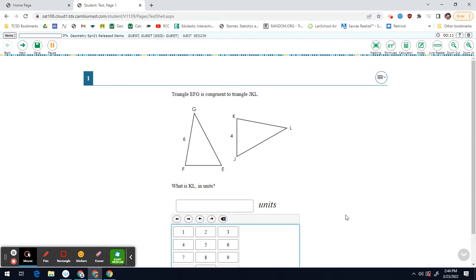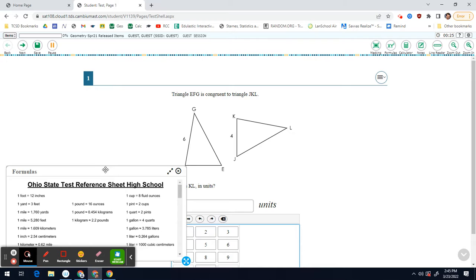Okay, geometry students, this video is meant to go over the formula sheet and the calculator for the Geometry Ohio State test and all that it can do for you. Okay, so first off, formula. The formula sheet's up here in the top right corner. If you click on it, it opens up kind of small.